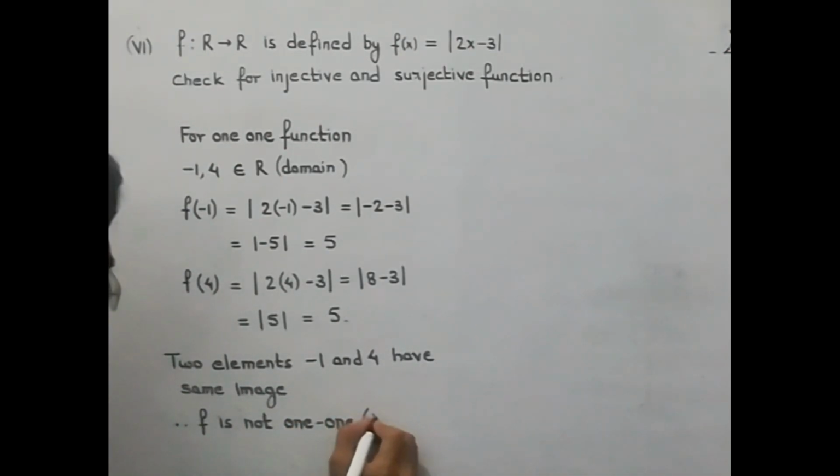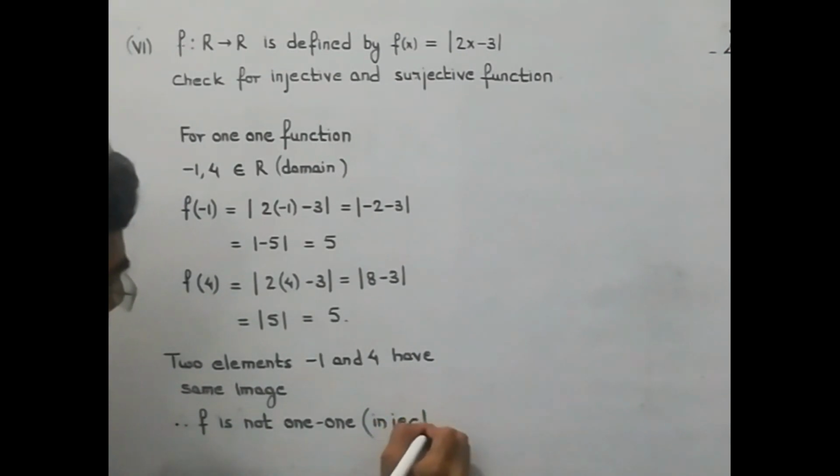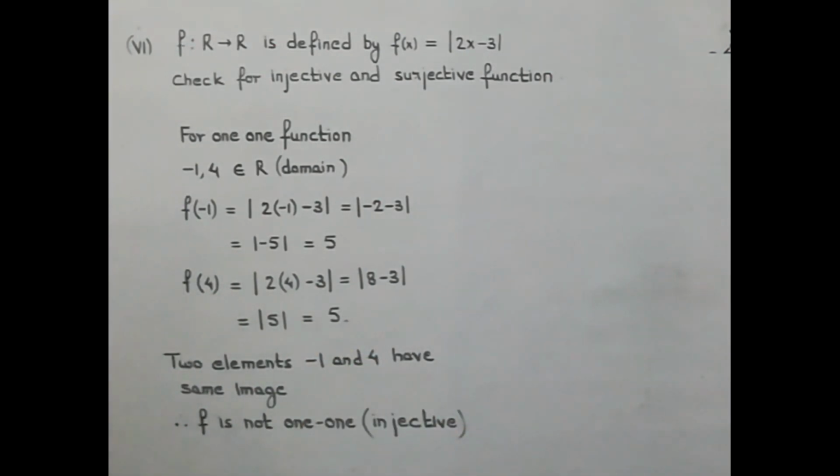That means f is not injective function. So this we are clear that function is not injective because for two different elements we are getting the same image. So function cannot be 1 1. Now we have to check for onto. Now in onto, what we will do, we will find the range of the function, and if range is equal to codomain, then we can say that the function is onto.